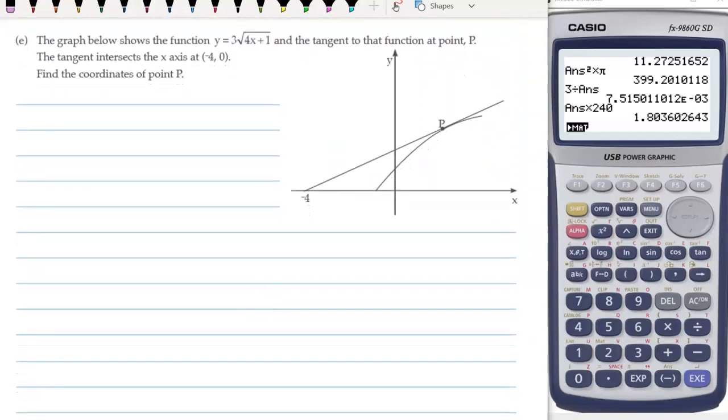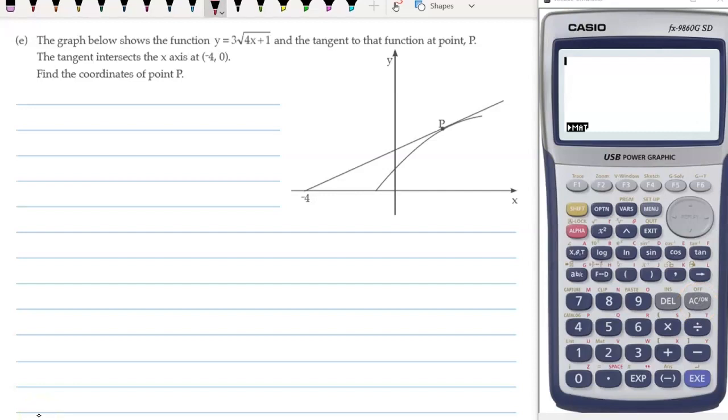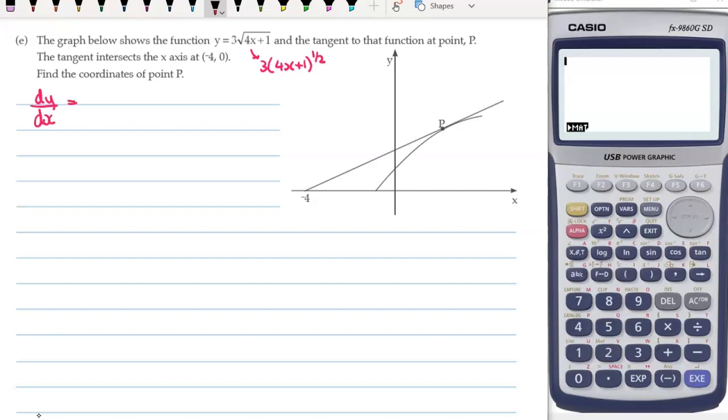Okay, last one for this paper, part E. Let's start by differentiating y. This can be rewritten as 3 times (4x plus 1) to the half. So dy by dx is a chain rule. Half times 3 is 3 over 2, (4x plus 1) to the minus a half, and then times by 4. So the 4 and the divide by 2 cancels, so that'll be a 6. I'm actually going to write that as 6 over the square root of 4x plus 1. I think that's going to be easier to work with as a gradient in the functions.